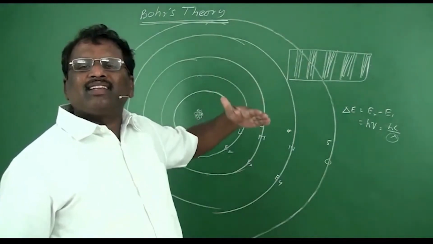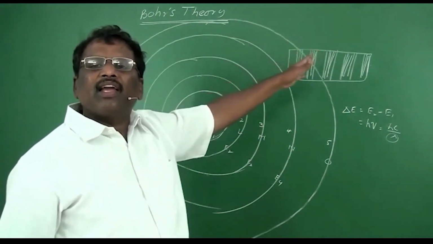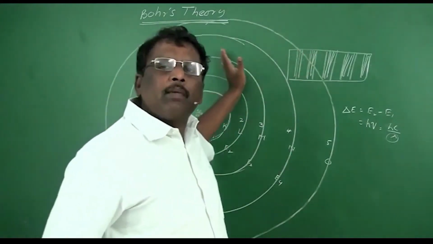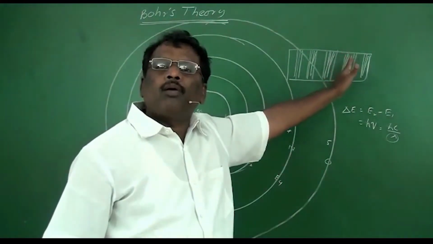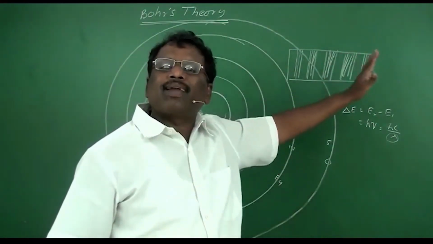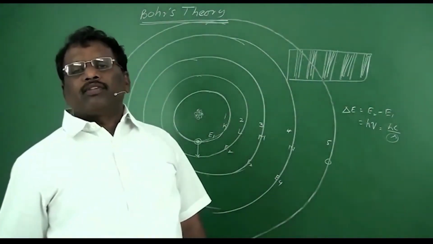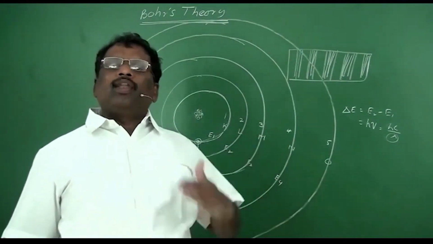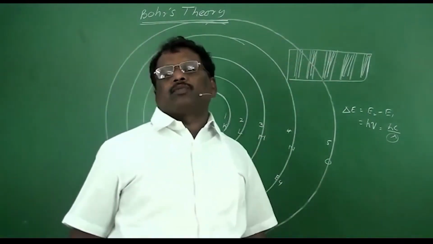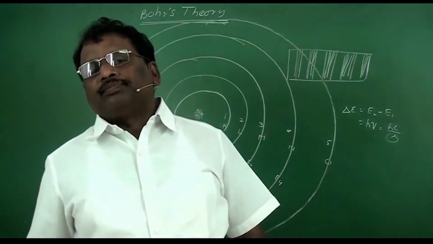So each excitation will give a definite line. That's why that many lines are observed, formed in the hydrogen spectra. This was the explanation given by Bohr to explain the hydrogen spectra. Now let us observe the theory that was proposed by Bohr to explain the structure of an atom.